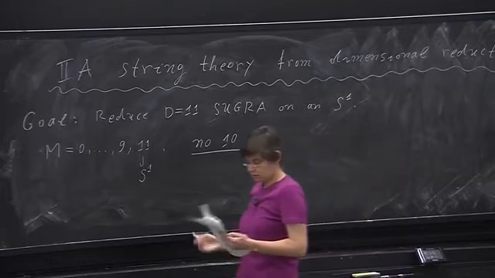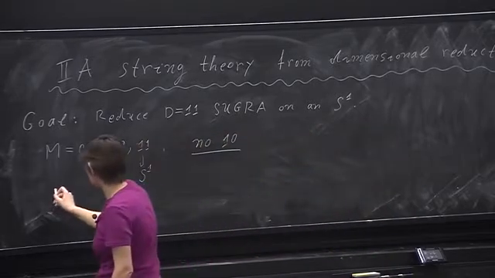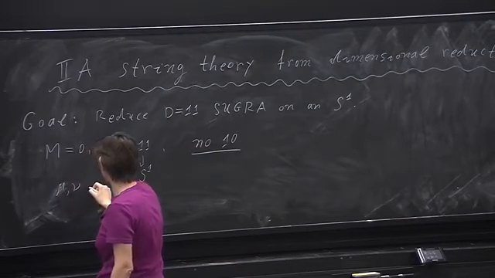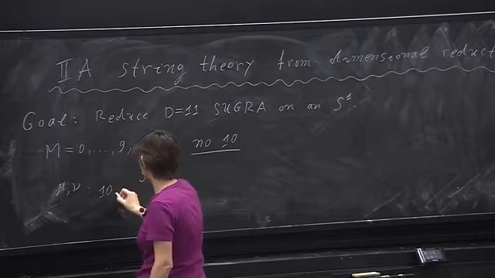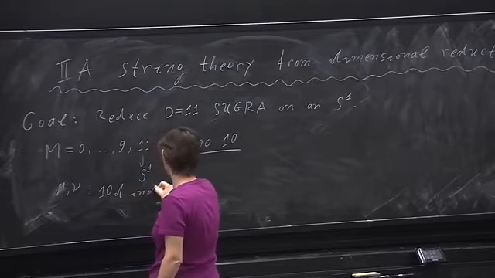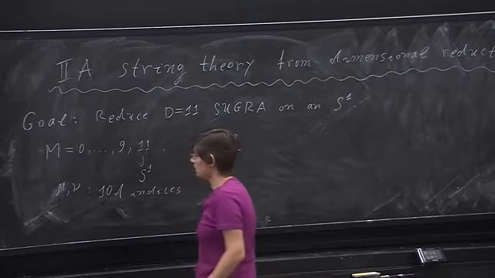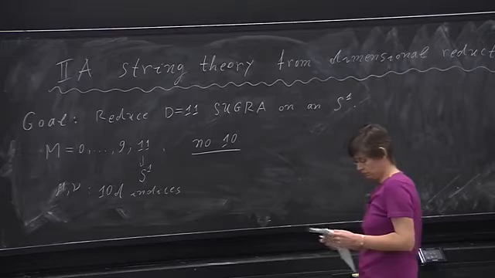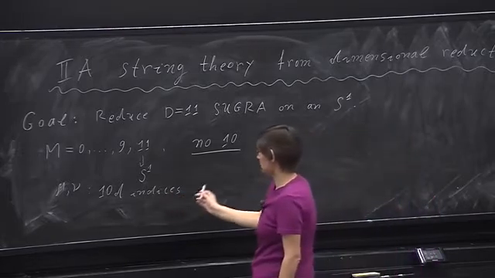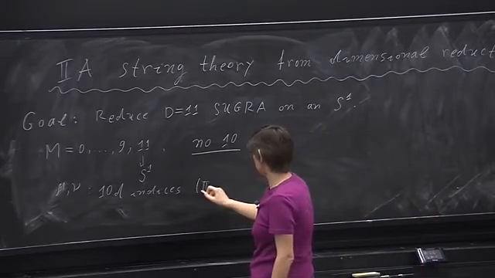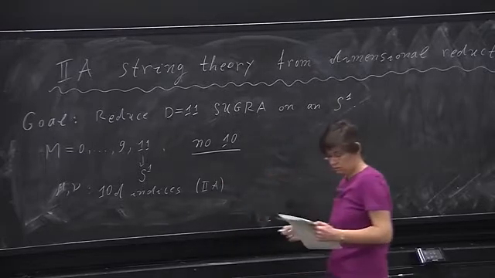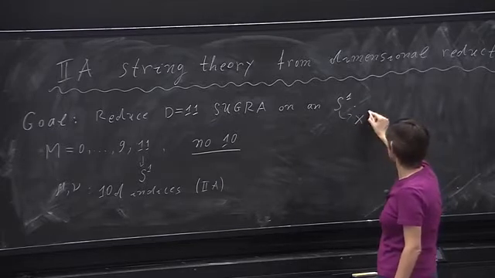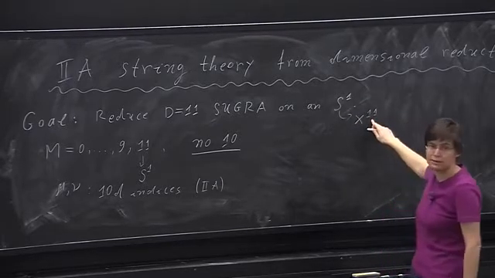And other indices that I'll use will be small mu, which will be 10-dimensional. These run from 0 to 9, and these are the 10 dimensions of superstring theory. Let's also call them 10-dimensional type 2A indices. And again, the circle is parameterized by x^11. So this is the direction that we're going to be singling out and reducing.